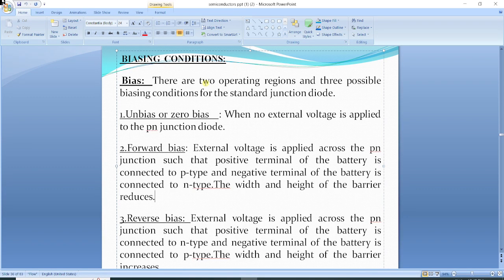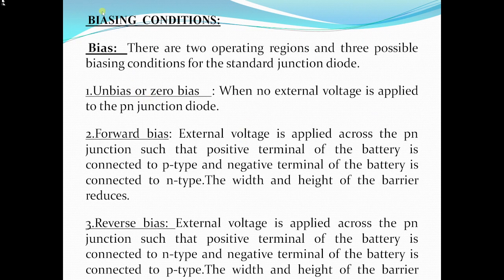Good morning students. Today we will discuss different biasing conditions. Biasing conditions in PN junction diode. So what are the different biasing conditions?